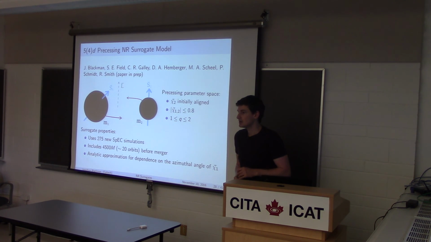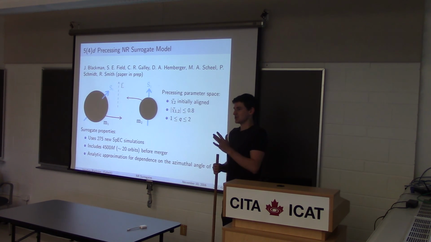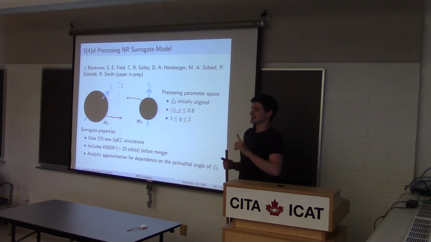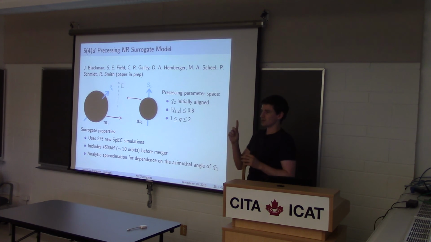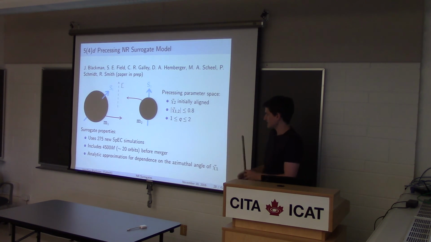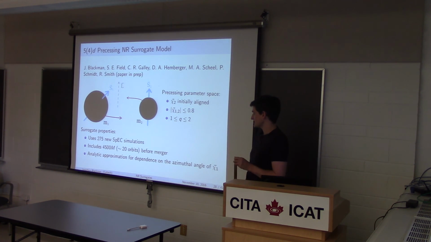What is initially here? Initially is after junk radiation. Initially is actually 4,500 M before the peak amplitude. Setting the spins to be exactly aligned is not really doable because you can't predict the exact length of the simulations, but they're quite approximately aligned because they change on the precession timescale, other than some orbital nutation effects. So we did 275 new SpEC simulations for this parameter space.